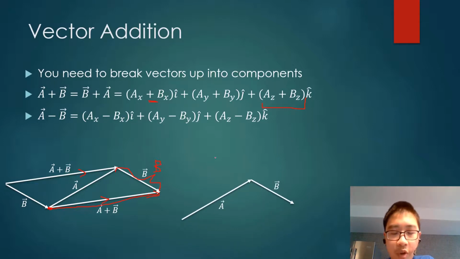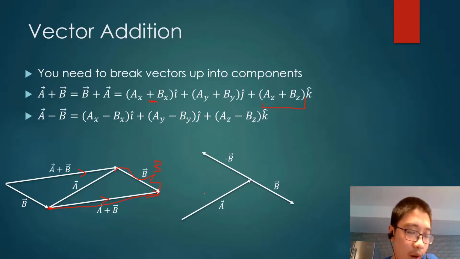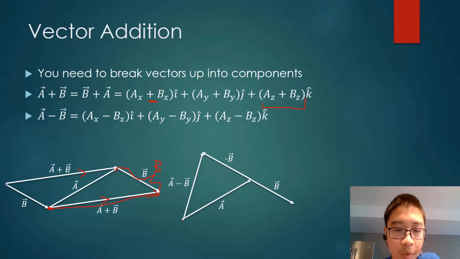When we do vector subtraction, we need to reverse the direction of vector B. It has the same magnitude but exactly the opposite direction, so B becomes negative B. A plus negative B is just A minus B. We draw the arrow from the tail of A to the tip of negative B, and we get A minus B.